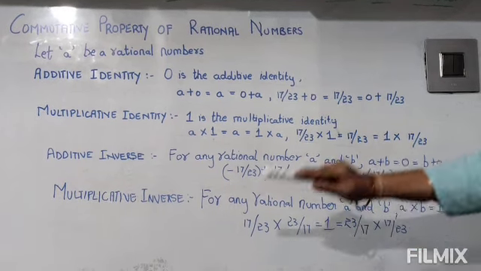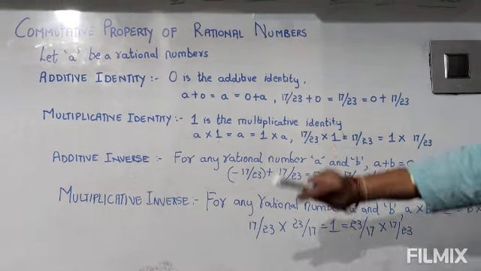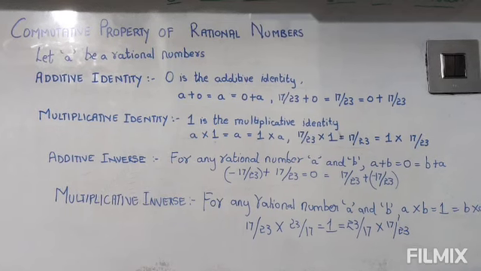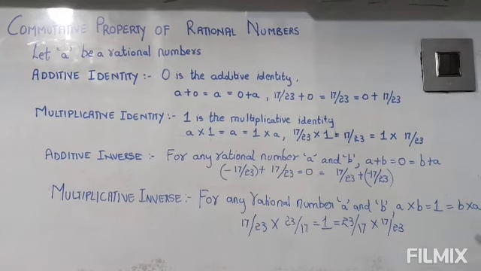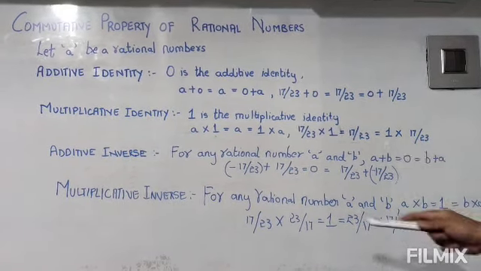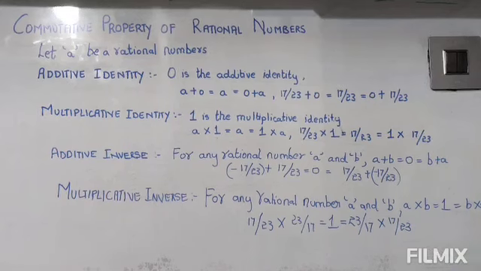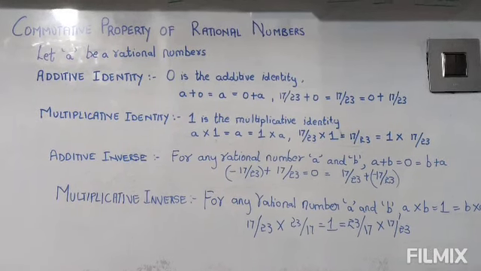So this is the multiplicative inverse. What is the multiplicative inverse of 17 by 23? It is nothing but 23 by 17. What is the multiplicative inverse of 23 by 17? It is nothing but 17 by 23. Please don't forget. I have put the slides for you.